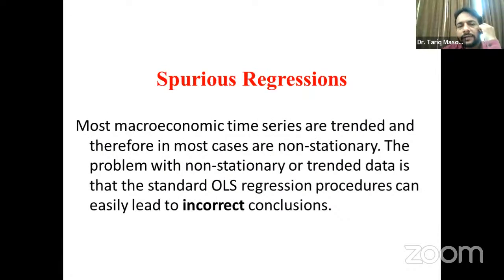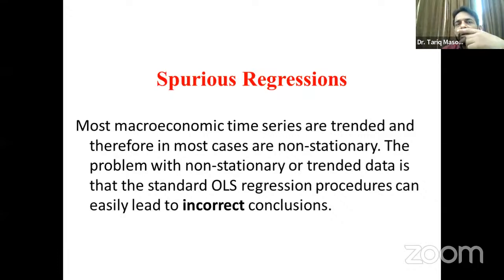Now, most of the microeconomic time series variables or time series data are trended data. When you plot a time series, you can easily look for the trend in that. So it seems that most of the time series data are non-stationary, but in reality, the trend is of two types. One is which we call deterministic trend, and the other is stochastic trend. So here we are basically discussing stochastic trend.